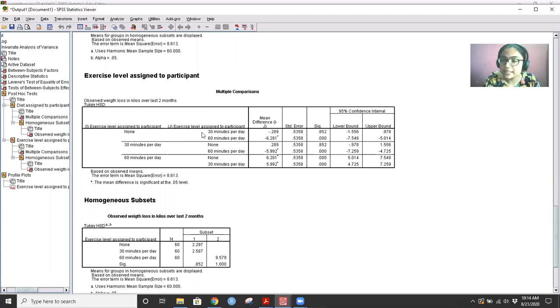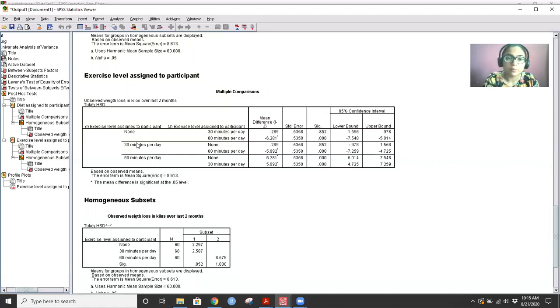The difference in the weight loss, we also call it the mean difference. If I have been saying the difference, please correct it. It's the mean difference in the weight loss. The mean difference between no exercise and 30 minutes per day exercise is minus 0.289 kgs. Not much. And is it significant? No. The p-value is 0.852, which is way too high compared to an alpha of 5% or 1% or any alpha. So we're not able to reject the null of no difference.